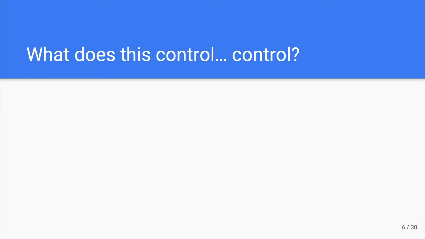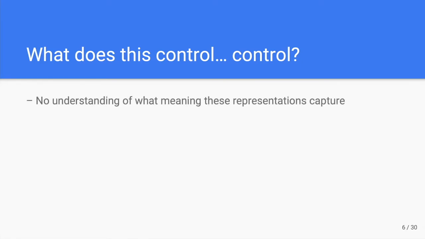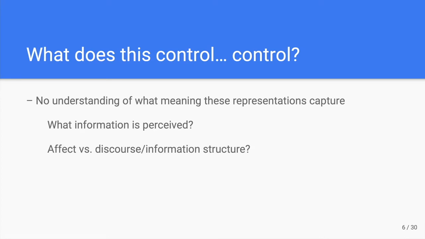If we have learned some mechanism of control, the question remains, what does this actually control? In the literature, there is no understanding of what meanings representations like this can capture. For example, what information is perceived by listeners? Is the prosody more affect-related, or is it more related to discourse or information structure?